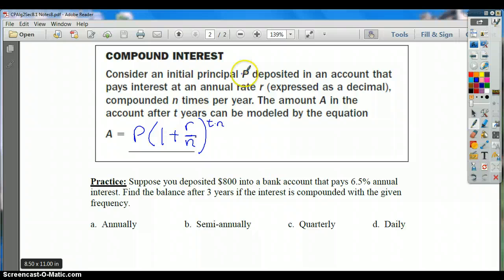Again, P is the principal, R is the rate that you're getting, and N is how many times you're compounding it per year. T is the number of years.